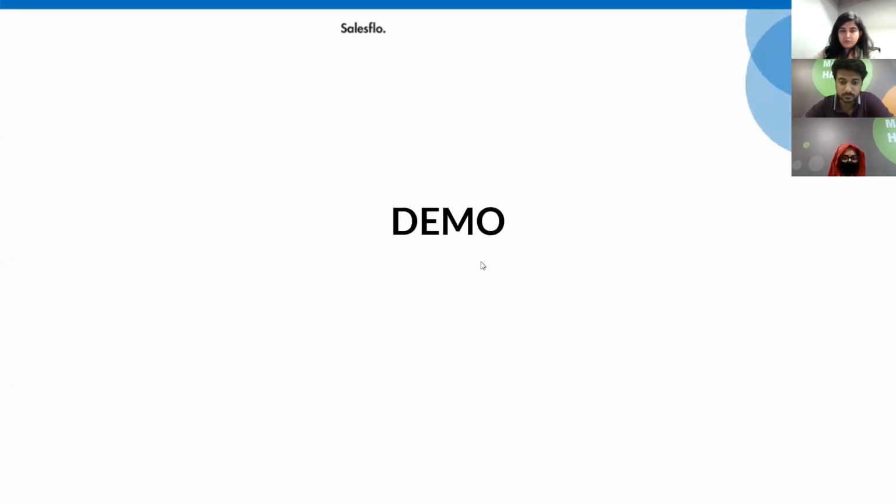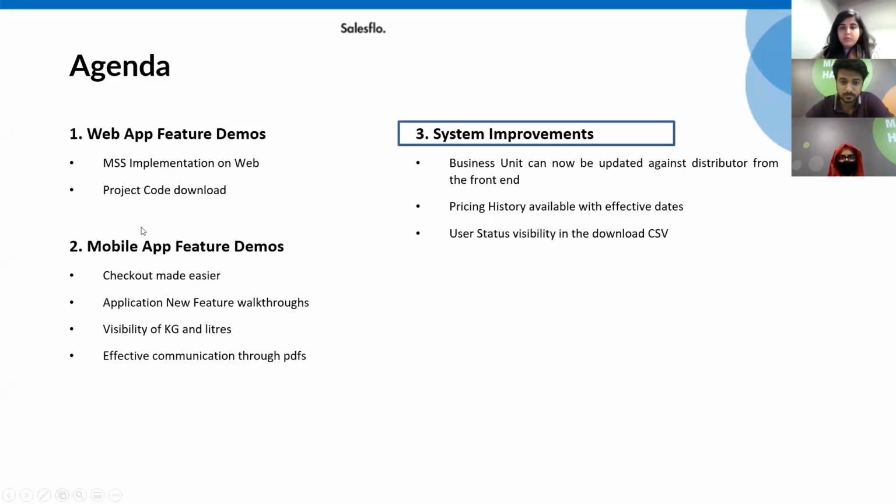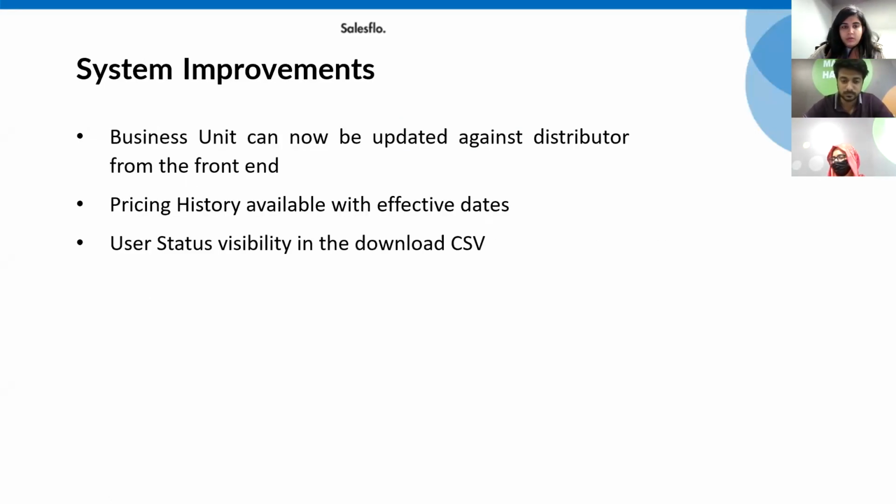Okay, so that was regarding the application release. Now we'll be moving on to our third point in our agenda, that is system improvements. And we'll be talking about the system improvements that we've done. So the first improvement is that business unit can now be updated against distributor from front end.